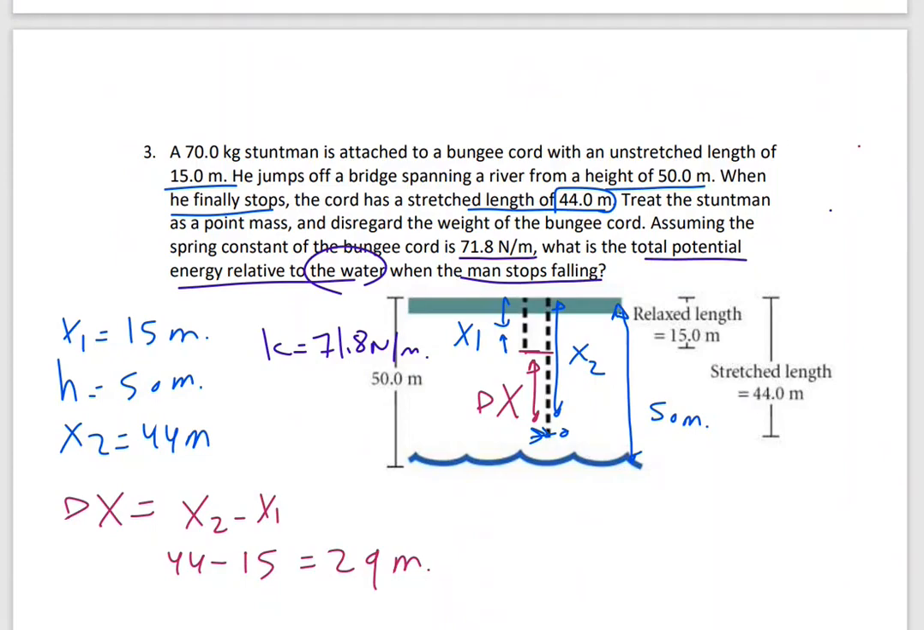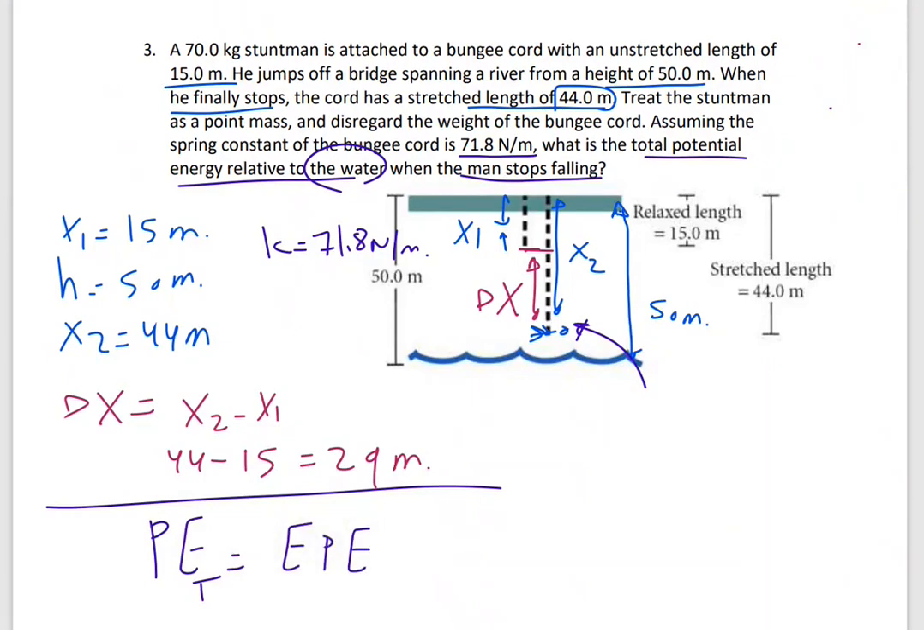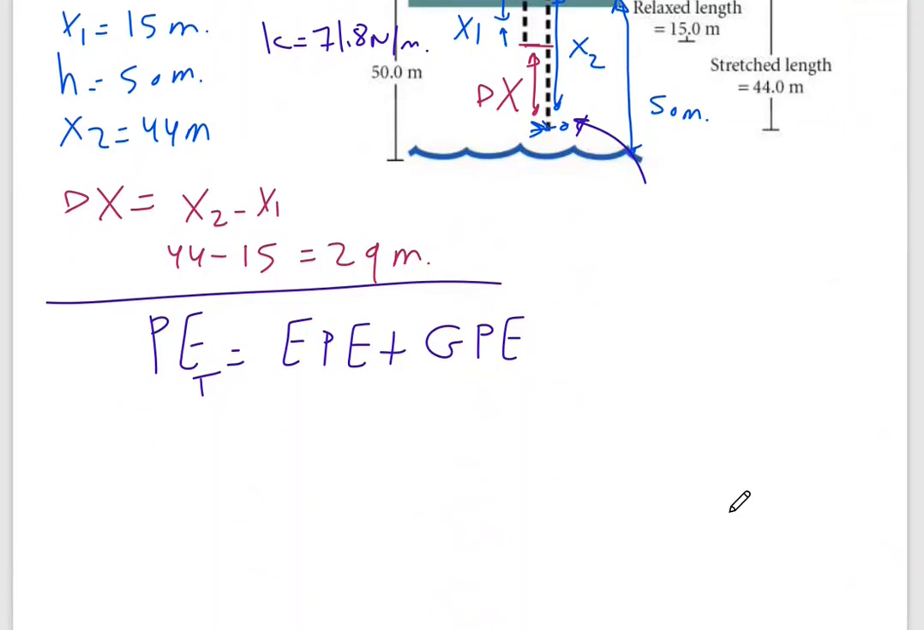What is the total potential energy relative to the water when the mass stops falling, when the stuntman is hanging here? So at this position, I have two types of potential energy. I have gravitational potential energy and I have elastic potential energy. So the total potential energy is elastic potential energy plus gravitational potential energy. Elastic potential energy is half K delta X squared plus gravitational potential energy mgh, mass times free fall acceleration times the height.